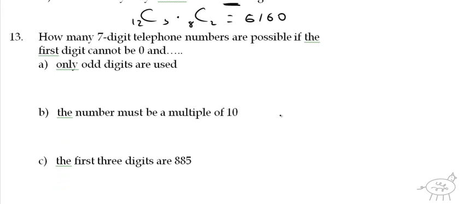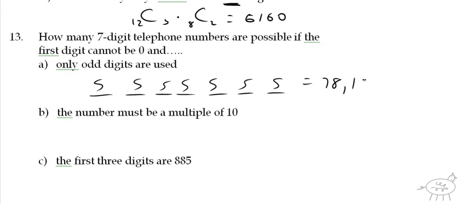Okay, how many 7-digit telephone numbers are possible if the first digit cannot be a 0 and only odd digits are used? That means you can only use 1, 3, 5, 7, 9. I don't have to worry about that 0 in this case, all right? So it's 1, 2, 3, 4, 5, 6, 7, and there are 5 all across here. If I multiply that out, I get 78,125.